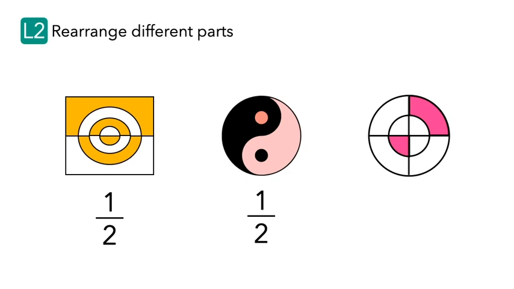And on the last example on the right, if we flip this little section over to the top right corner, you can see that it makes a quarter, so a quarter of that shape is shaded. And these parts aren't the same size and they're quite irregular, but by rearranging them, you can easily see what fraction of the shape has been shaded.